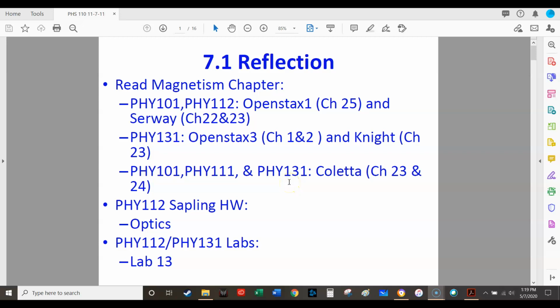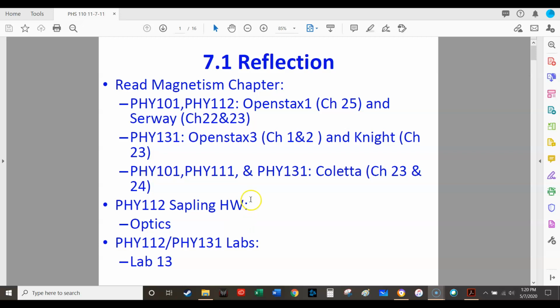Hi everybody, we are now moving on to reflection. This is 7.1. If you haven't done the reading, please at least read chapter 23 in Coletta. If you're in Physics 112, please read chapter 25. Okay.